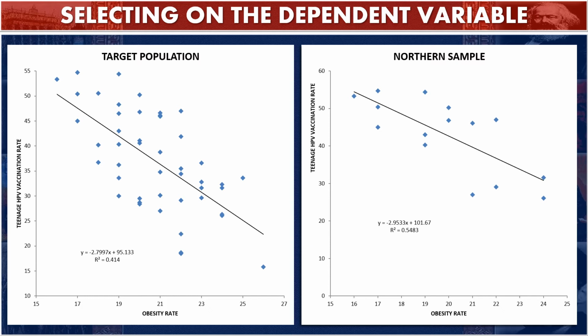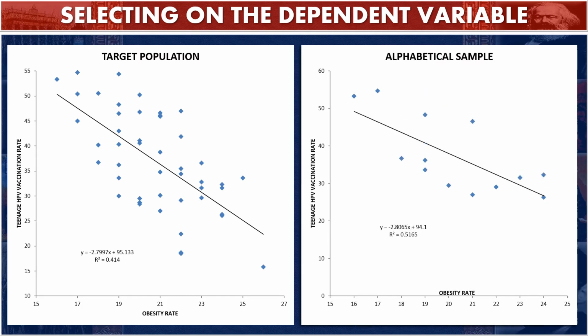And then even though the slope is pretty close, 2.8 versus 2.93 x, the intercept is a little bit off. It's much better than the southern sample, but it's not quite there. And now remember, this is trying with only 10 or 15 data points to do the work of what 50 data points might have provided.